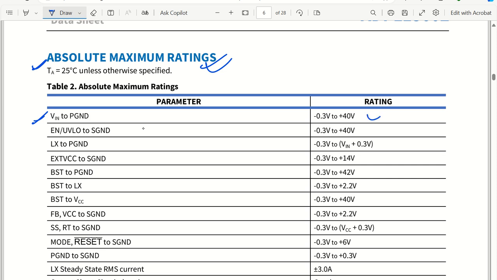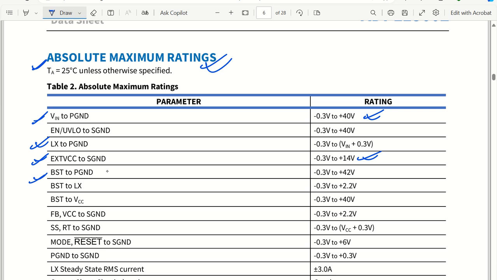As you can see, the input voltage pin cannot take more than 40 volt. At the same time, the enable pin will also take 40 volt. The LX pin, which is the inductor switching pin, is going to have VIN plus 0.3 volt. Similar to that, the external VCC pin is going to have 14 volt.